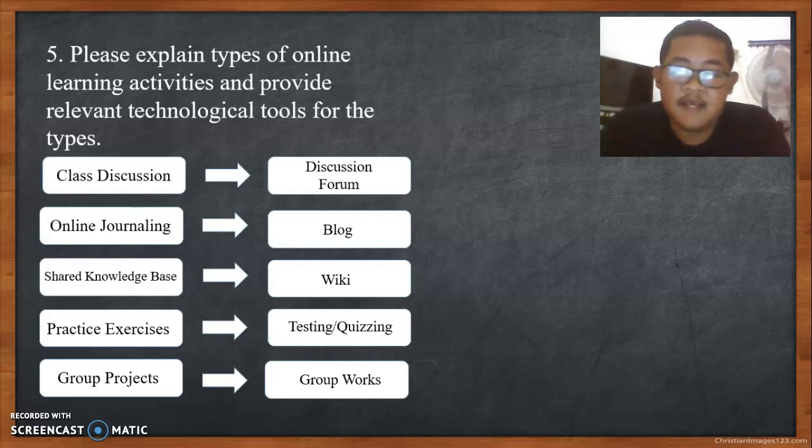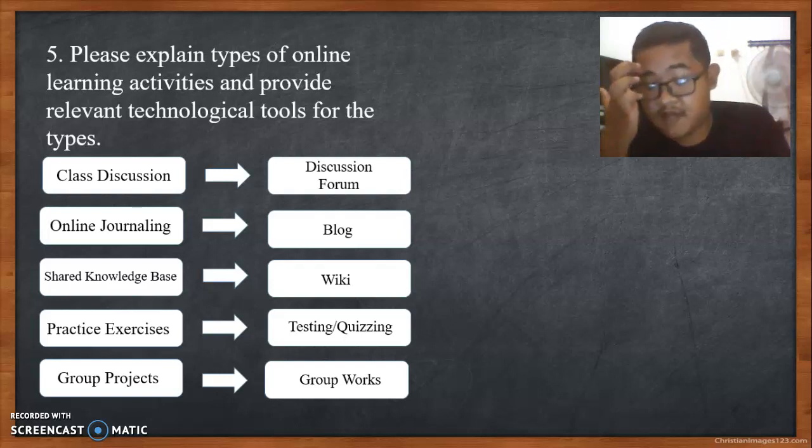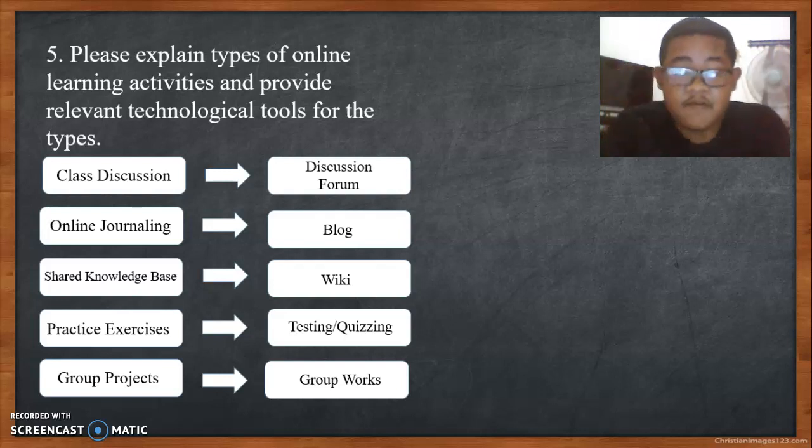Practice exercises are used in order to gauge the progress of the students' learning and also to reinforce their skills and apply them. One of the most useful tools is the testing or quizzing section in an LMS, which gives the student a chance to practice what they have learned.